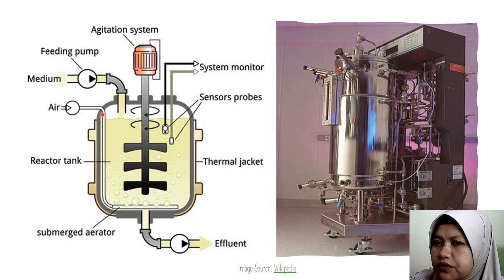The air is also entered using the sparger down here, and this is the submerged aerator. So it will give oxygen through this sparger, and there is also effluent which is controlled by the pump here, which will be collected to another tank. So this is the real pilot scale fermenter.